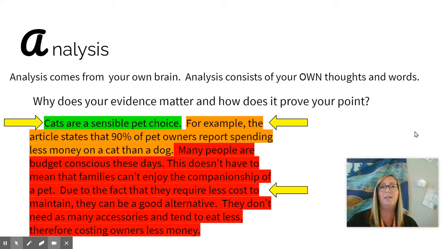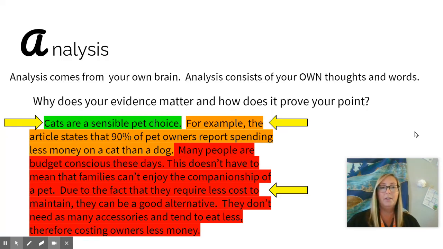Here's the part that I made up. Here's the part where I show my own thoughts about that evidence and how it proves my point. Also notice it's the largest part of the paragraph. It's color-coded so you can see the analysis needs to be the most. Your thoughts need to stand out. So I've made a point in green. I've supported it with a piece of text in orange. And now in red, here's what I think.